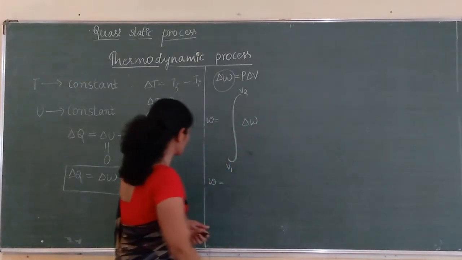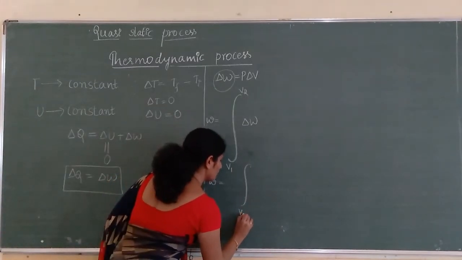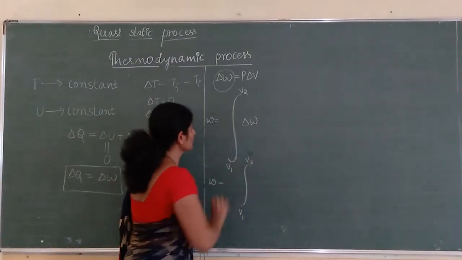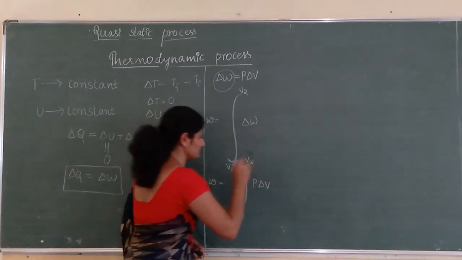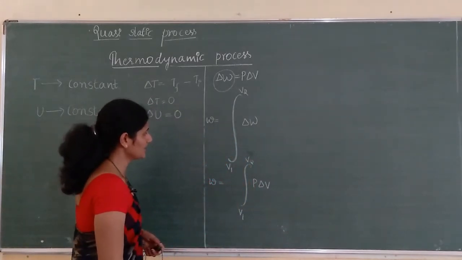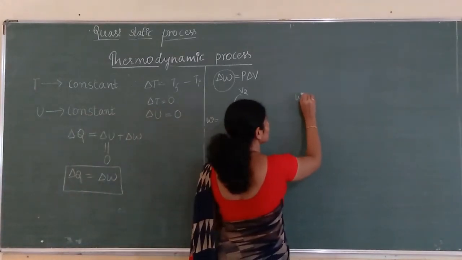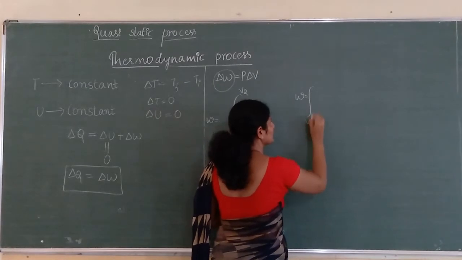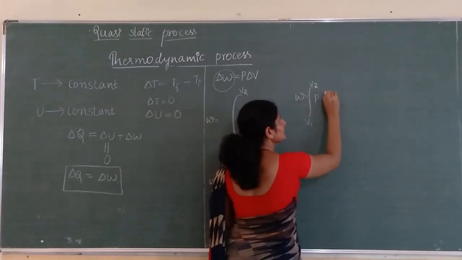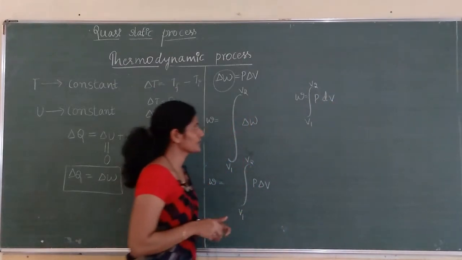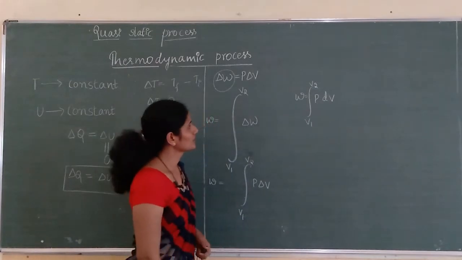how to calculate this work done? W is equal to, from V1 to V2, delta W is nothing but P into delta V, P into delta V. So W is equal to integration from V1 to V2 of P into dV. Inside the integration symbol, you have to write delta V as dV.